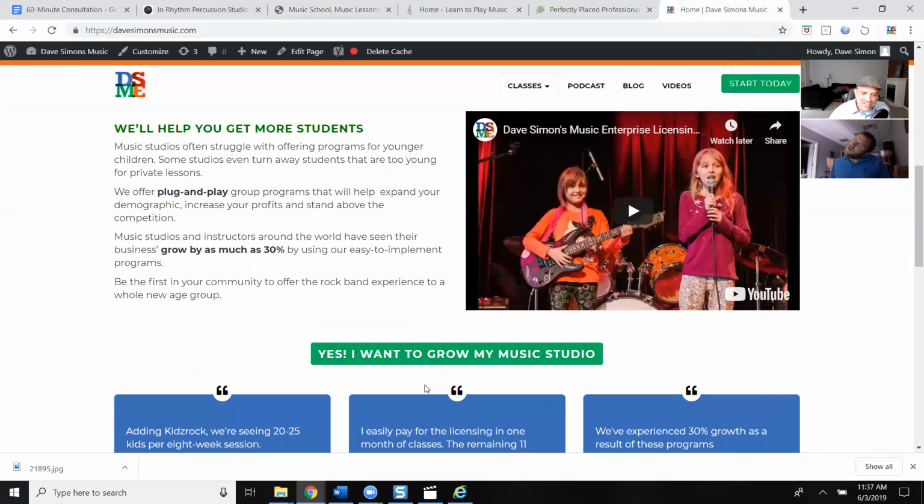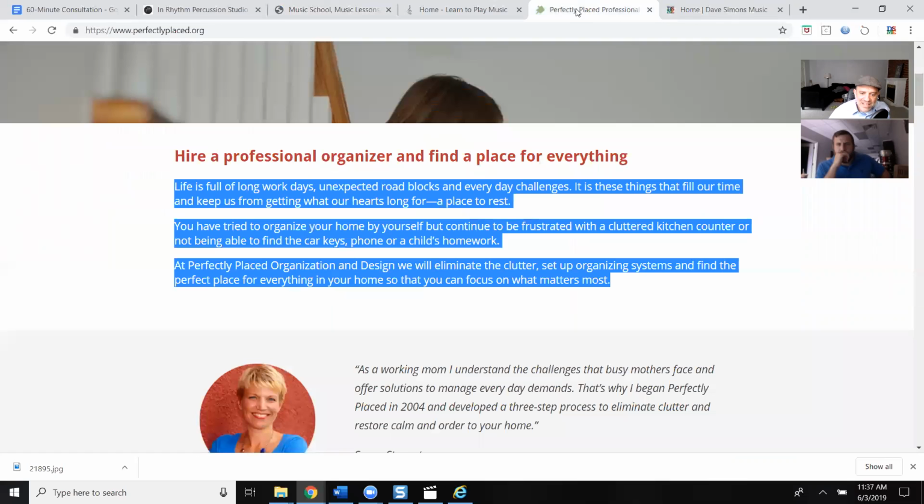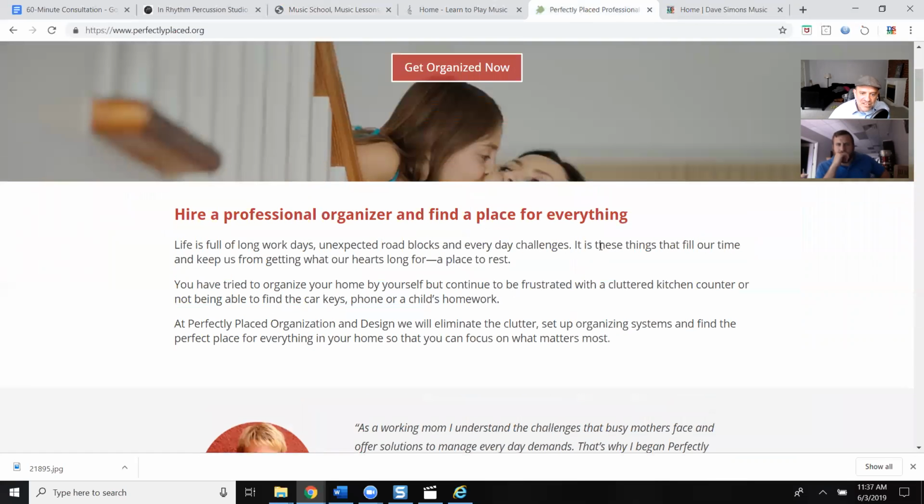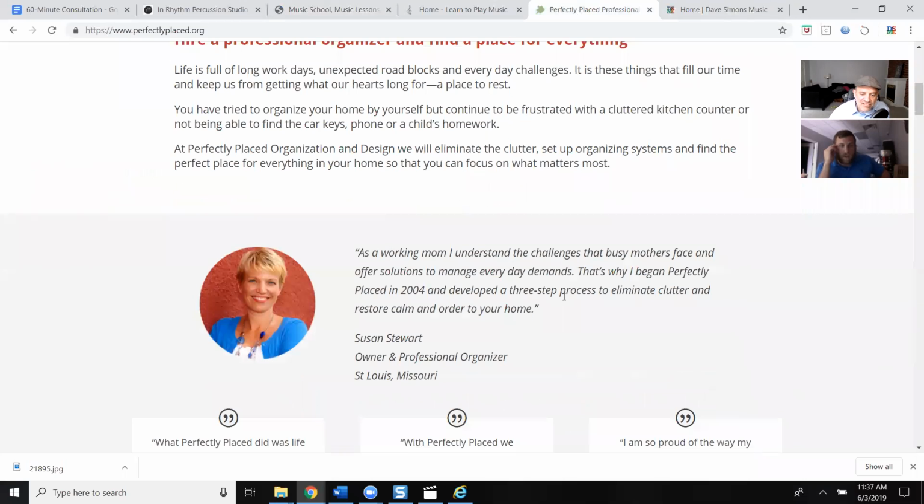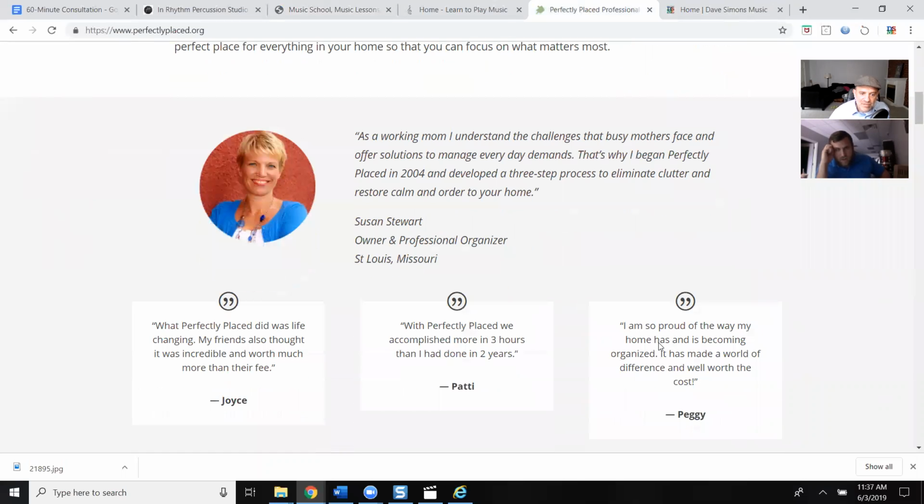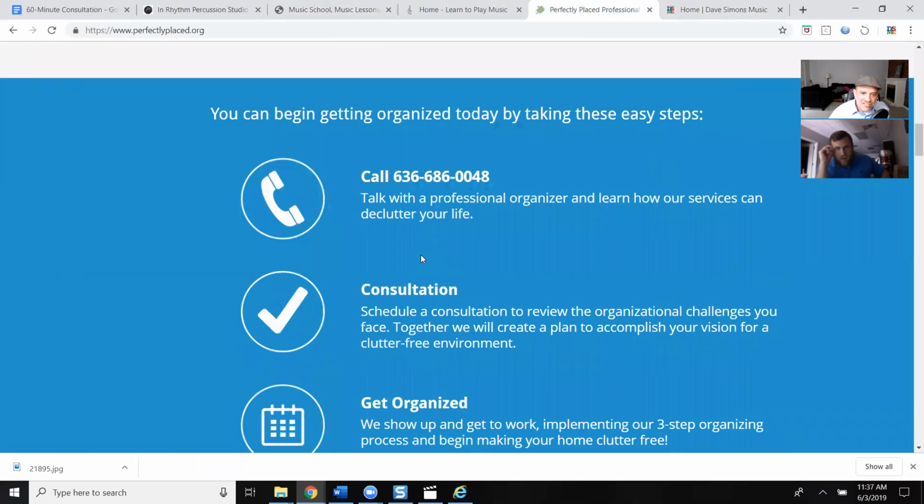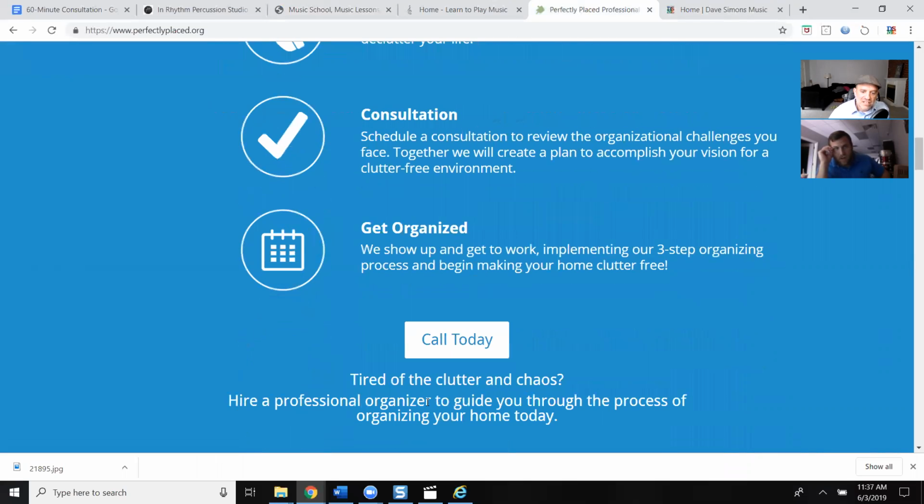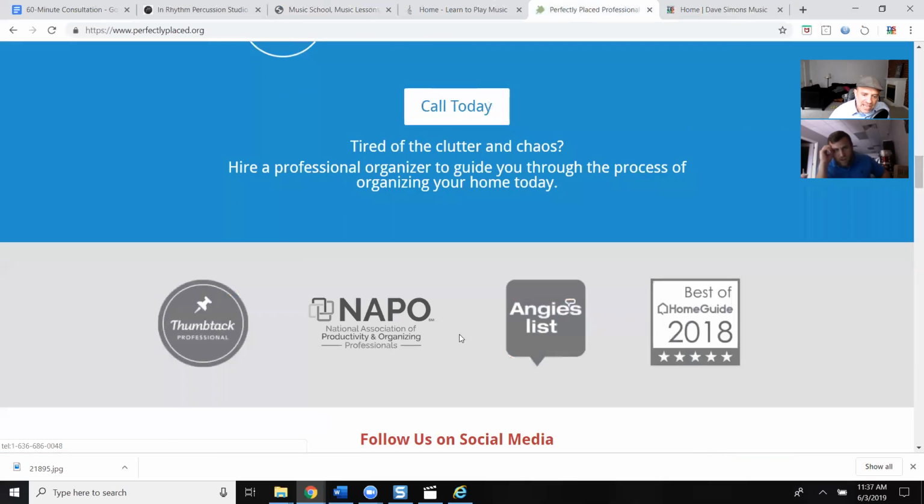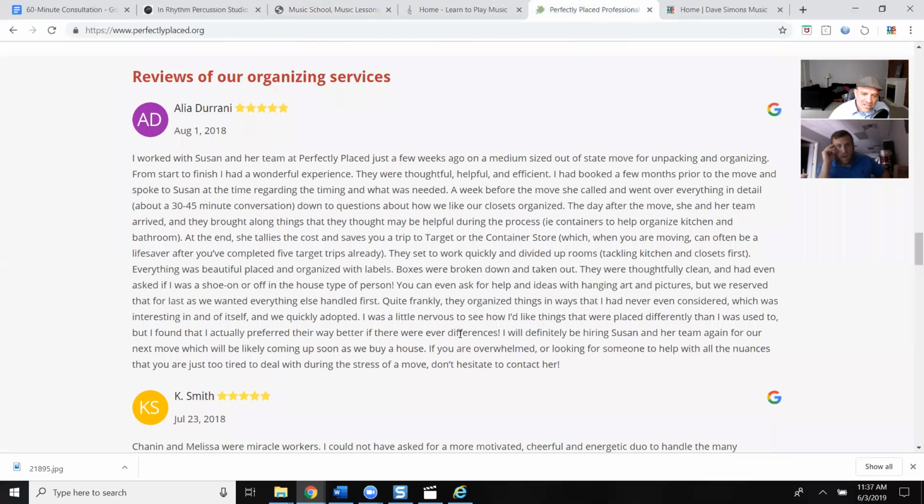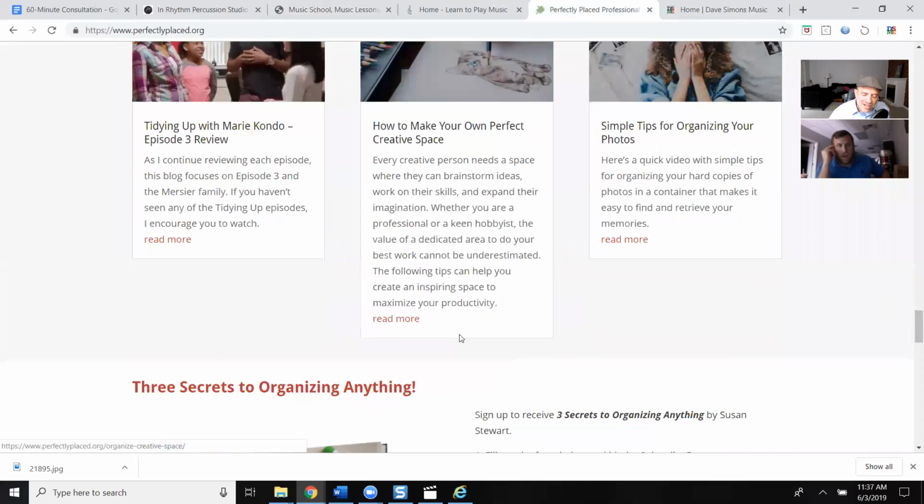And look at my call to action. Yes, I want to grow my music studio. But let's hop back here. So she says, this is what we're about. Here's the story. Now there's a testimonial, more testimonials. And then this is common, three easy steps, and she keeps dropping in calls to action. Keeps dropping them in there.